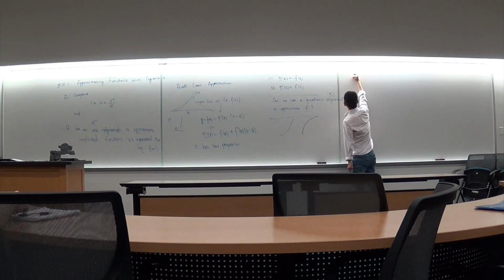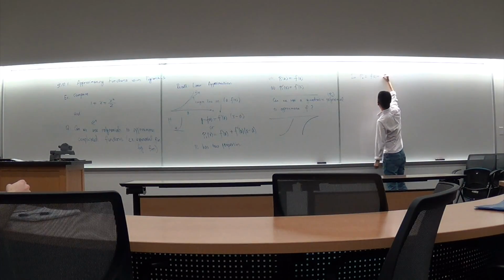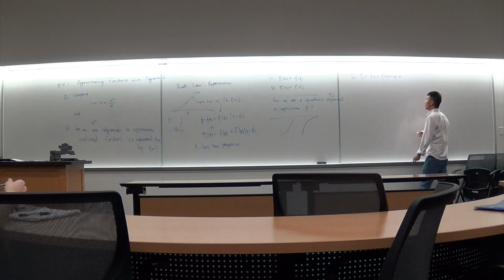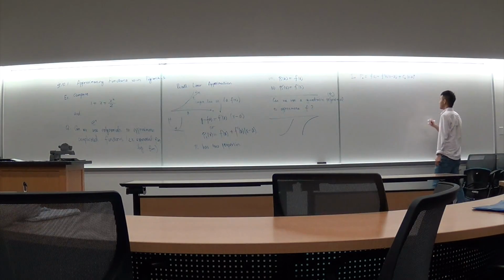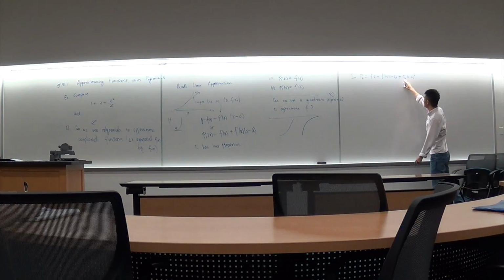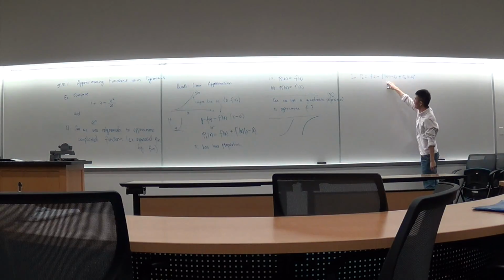So let P2 be P1, which is f of a plus f prime of a times x minus a, plus another term. This term is given by C2 times x minus a squared. C2 still needs to be determined. Here we will see why we add this term to this polynomial P1. We will find this out real soon.